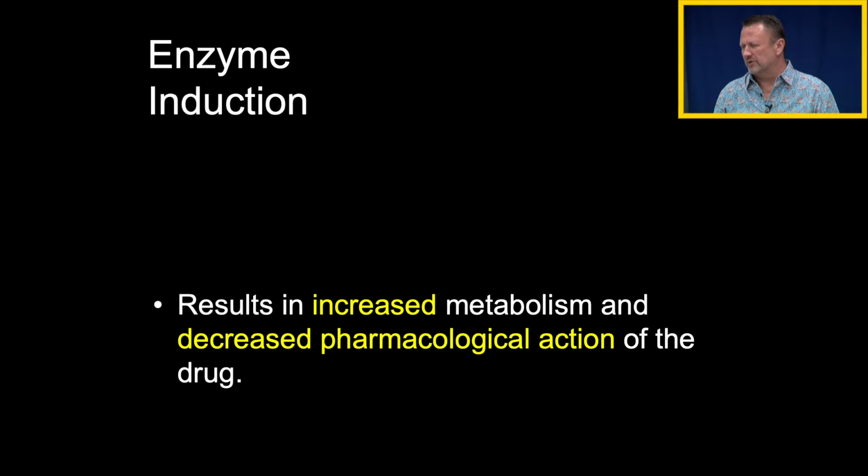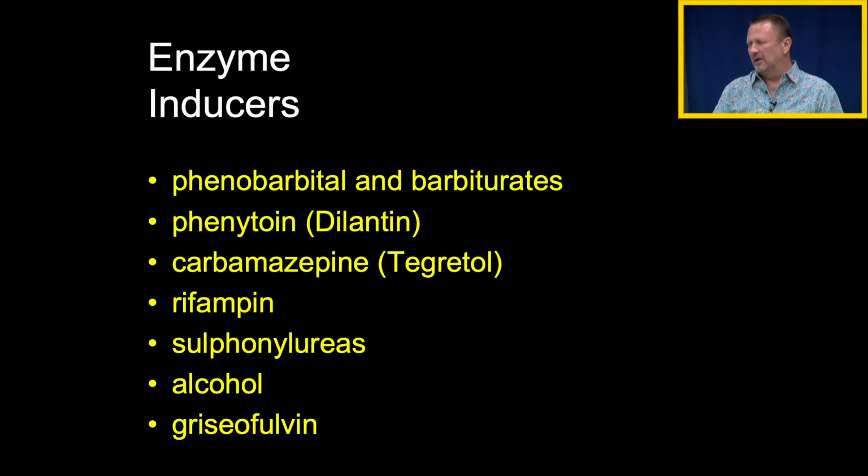And so inducers result in not only the increased metabolism of the drug, that results in decreased pharmacologic action of the drug. Phenobarbital, the barbiturates, phenytoin, Tegretol. We talked about Dilantin. It's an enzyme inducer. Rifampin, an antitubercular. Sulfonylureas, we will use in diabetes. Alcohol, again, griseofulvin, an antifungal.